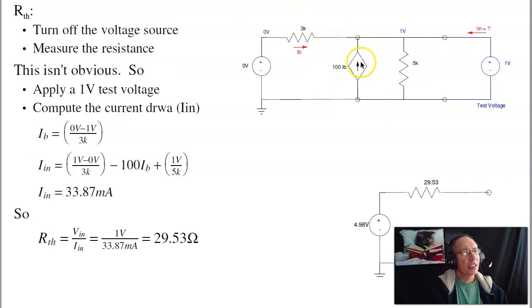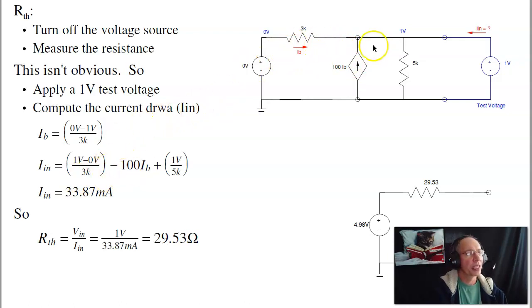Now to find R Thevenin, I'll turn off the source. This becomes 0 volts. This doesn't turn off. That's a current controlled current source. If IB changes, this changes. Now measure the resistance looking in. That's not really obvious, so let's apply a 1 volt test voltage and calculate the current. The current will be 1 volt over 3K, that's this current, plus 1 volt over 5K, plus 100 times IB, minus 100 IB, where IB is (0 minus 1) over 3K. Since this is going up, it's like a double negative.